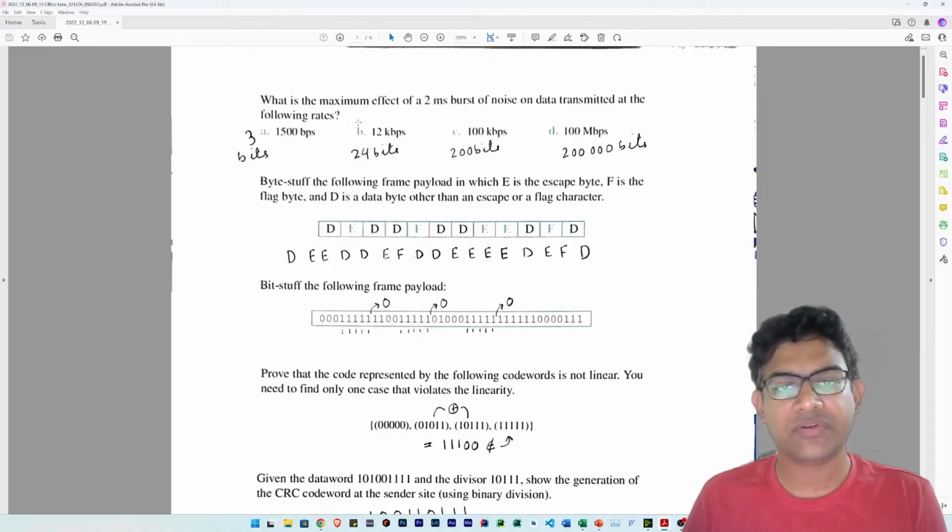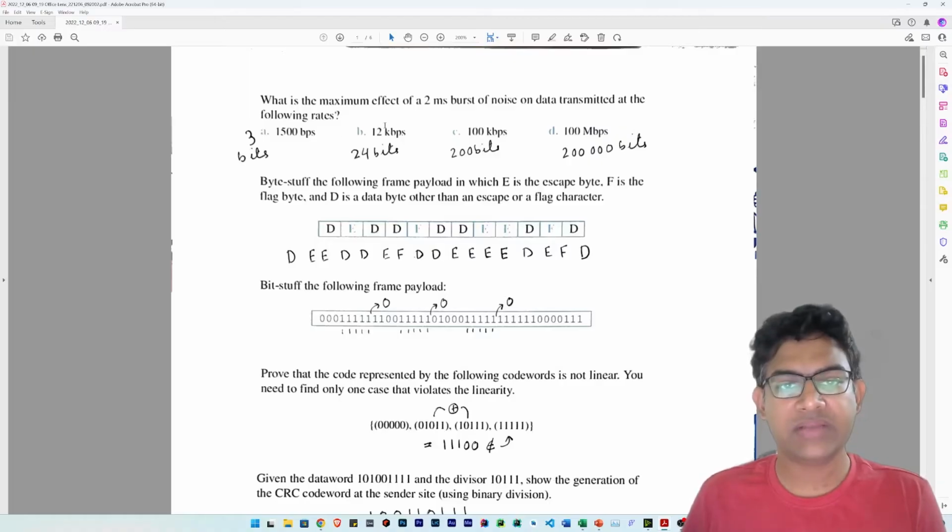If you adjust for the units, pay special attention to the fact that this is milli. So this is basically 2 by 1000 seconds, right? And this comes out to be only 3 bits. Since the rate of data flow is less, only 3 bits of information might have got corrupted.